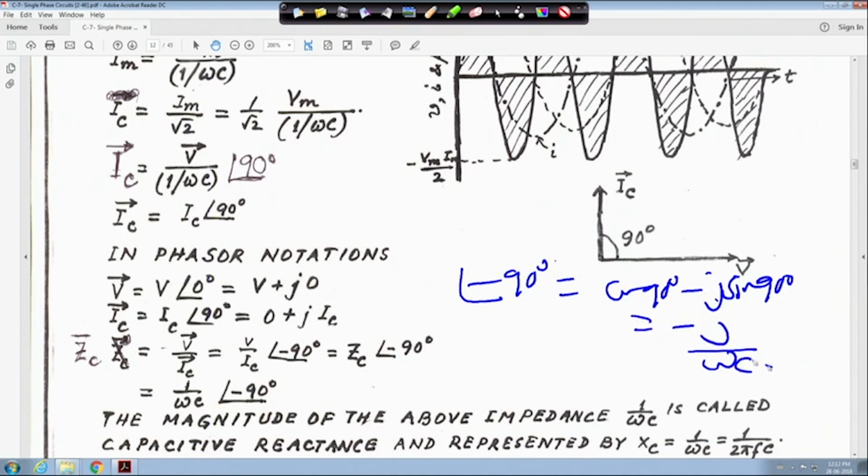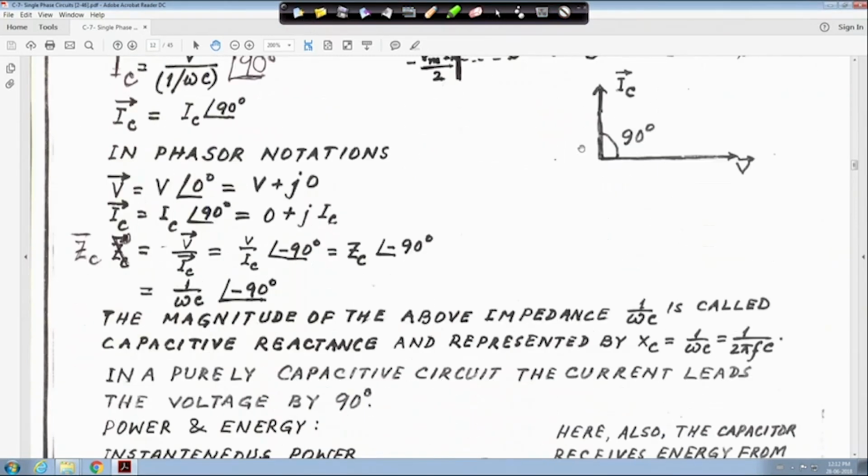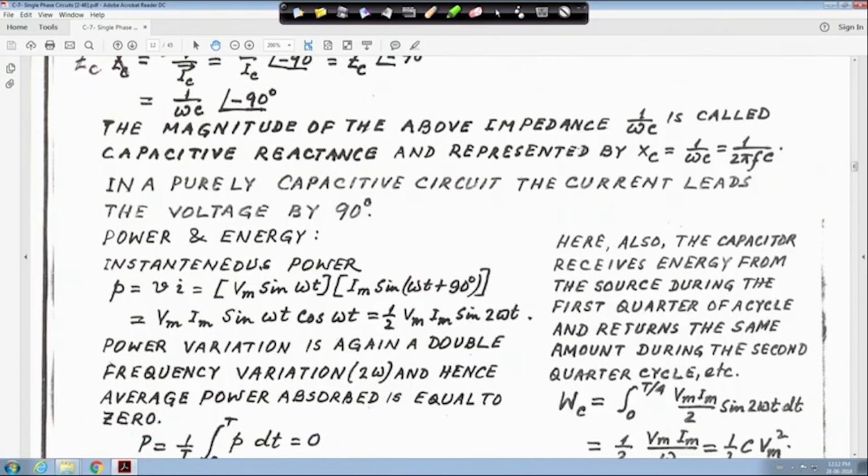So, it will be j by omega c. Your 1 upon omega c angle minus 90 degree is equal to minus j by omega c, right. This is the magnitude; omega c is called the capacitive reactance, represented by X c is equal to 1 upon omega c, and omega is equal to 2 pi f. So, X c is 1 upon 2 pi f c.